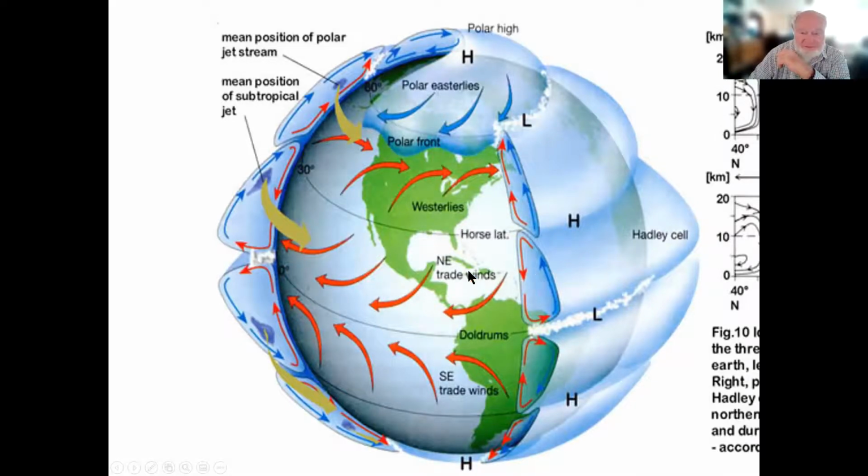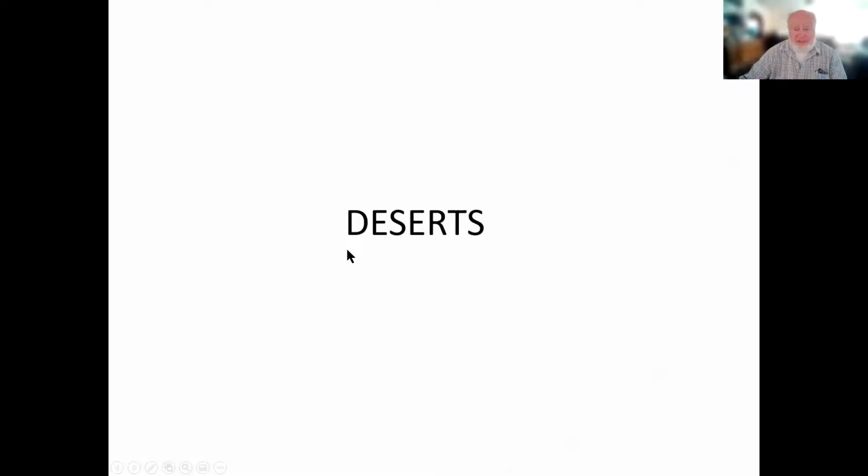And there's three of those in the Northern Hemisphere. There's one here. This is the Ferrel cell, and then there's a polar cell up here. So the Earth is surrounded by these three circulation cells. And this is the Hadley cell. Deserts.